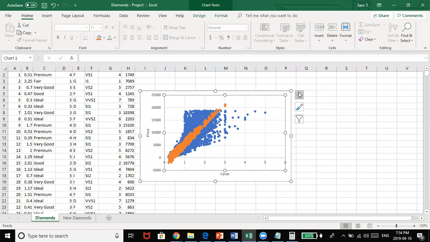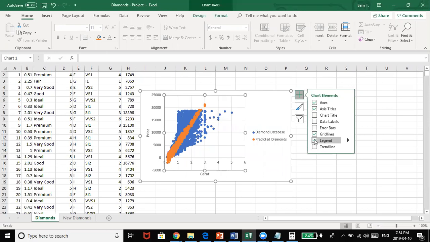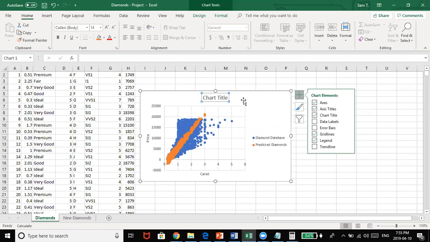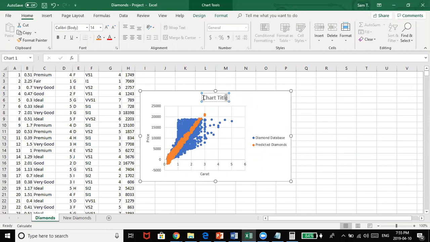So in this case, all we need to do is show the legend, just so that we reflect on that plot what the legend is for each of the data. And then we need to add the chart title. Adding the chart title is basically you telling people who are viewing it what is on the scatter plot that you're generating. So here you're going to do price versus weight, or price versus carat of diamonds.